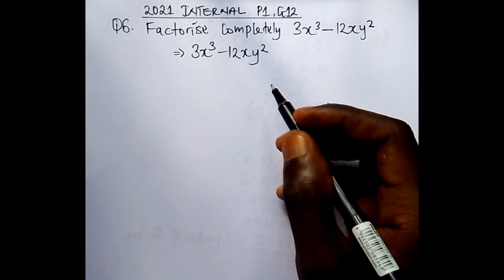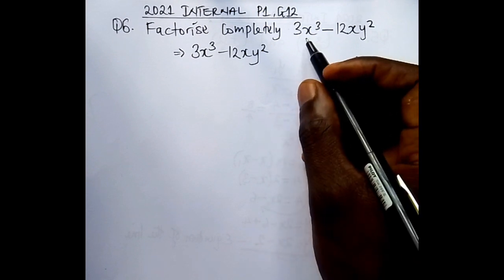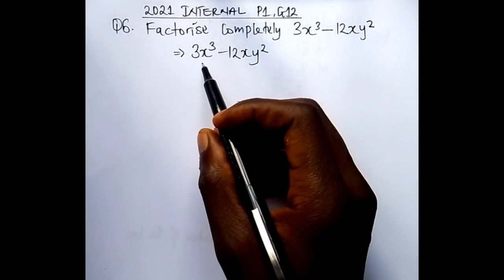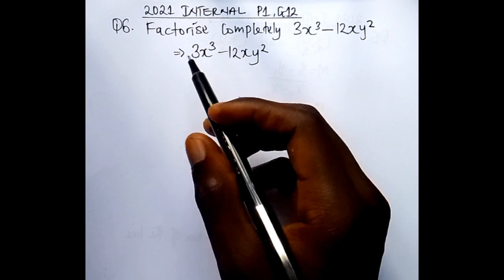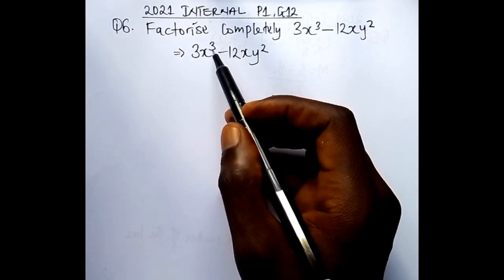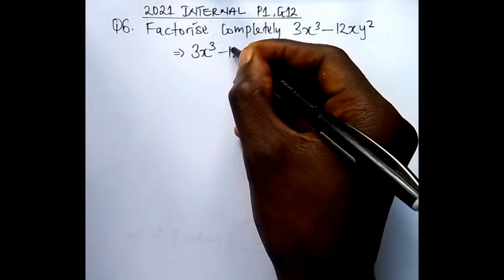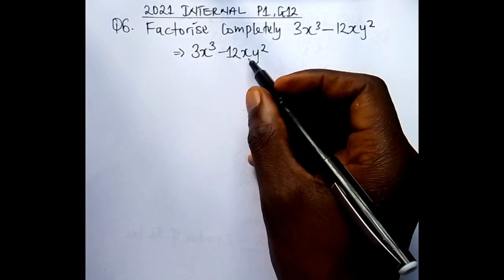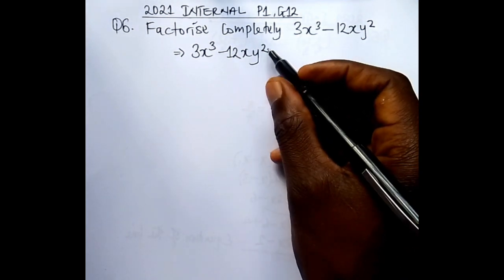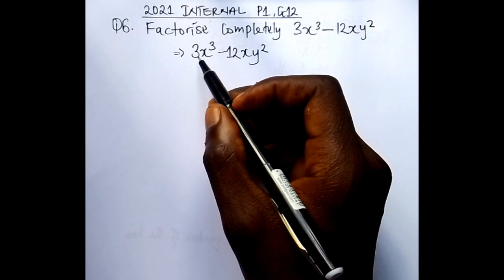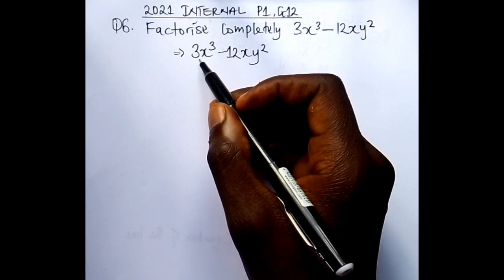Question 6 reads, factorize completely 3x^3 minus 12xy^2. To factorize completely, what we're going to do is look at the terms given in this expression. So the first term is 3x to the power 3 minus 12xy to the power 2. On each term, we're going to factor out what is common.